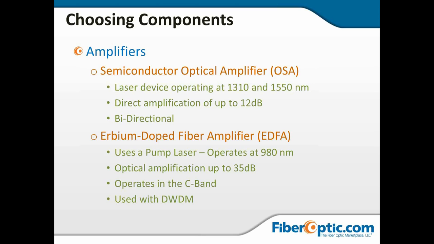Now, the erbium doped fiber amp, or EDFA, is your higher power. In fact, you can get optical amplification up to 35 dB. So you can get some screaming outputs from this. It's certainly not a class 1 laser. It uses a pump laser to excite the erbium doped fiber. That operates typically at 980 nanometers. The whole thing will operate within the C-band, and it is used almost exclusively with DWDM to extend the range of these multiplexed signals.